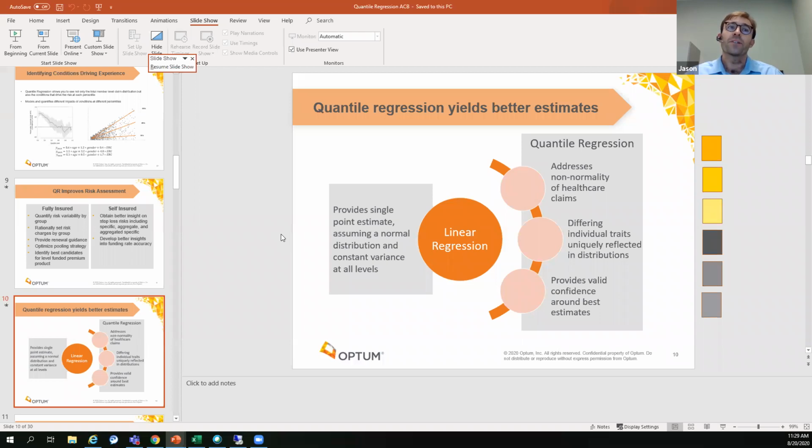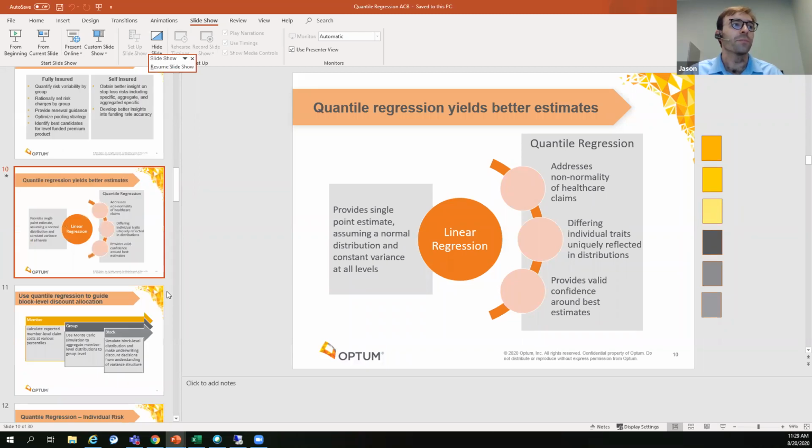So quantile regression is a partial solution to that problem in the sense that it doesn't make any distributional assumptions. It allows the claims distribution to be variable based on everybody's unique health profile, and then it allows you to build these confidence intervals as I mentioned before.